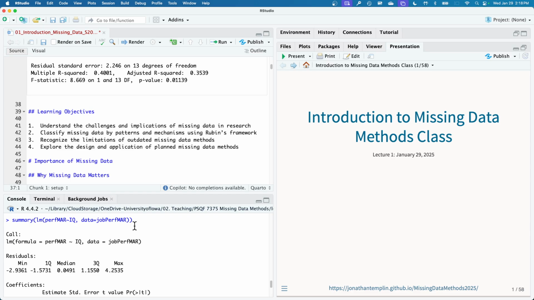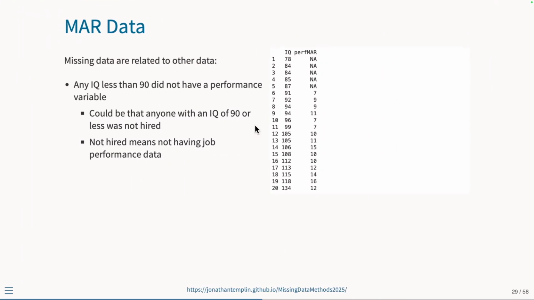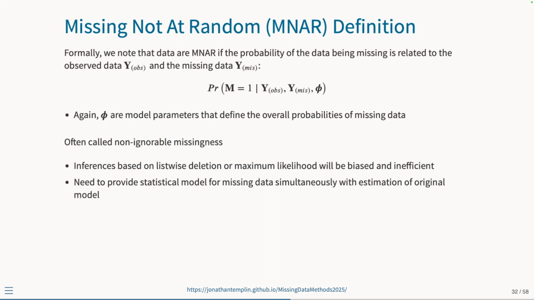All right, got 2 minutes before break. Let me throw in a couple more slides. Missing not at random is very bad, right? Your probability of missing is conditional upon what you've observed, what you haven't seen, and then those missing indicator model parameters.